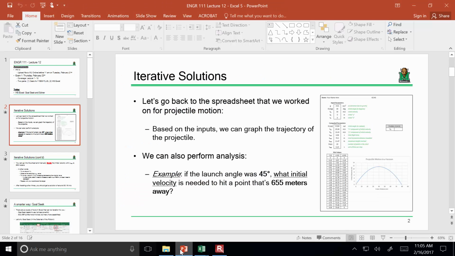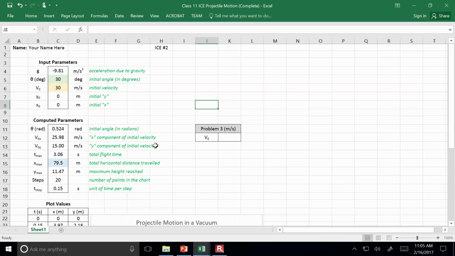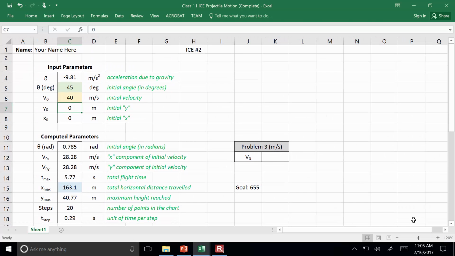So in other words, back to the spreadsheet, what we're going to do is try our goal here. The goal is to have 655 for this horizontal distance traveled. When we've got 45-degree angle, play around with the velocity until this X max is equal to 655. And so 30 isn't going to do it. Is 40 going to do it? No, that's in the right direction. We're getting better, but still not high enough. So I'll pause the recording and give you a few minutes to play around with that and see if you can find exactly what is the perfect initial velocity that's required.